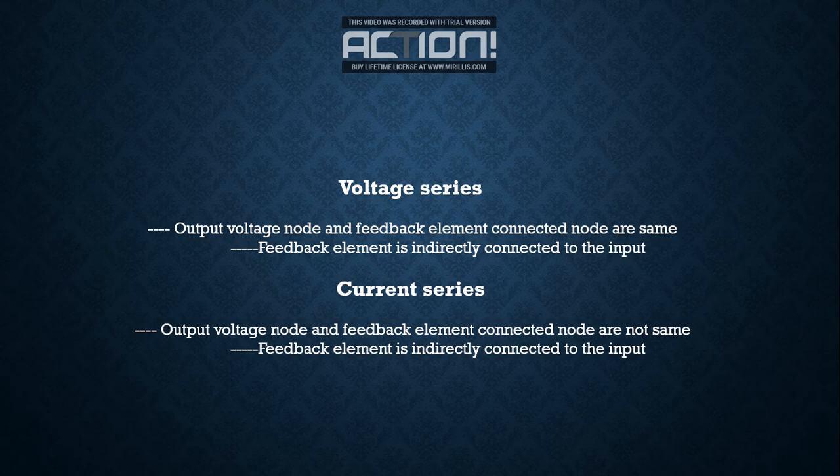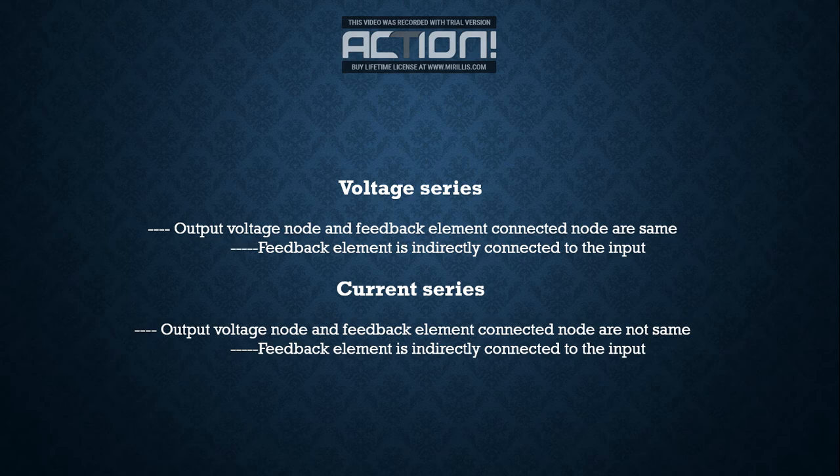So we have now discussed four topologies. From this, we can understand that if the output voltage node and feedback element connected node are the same, we can fix that this is voltage sampling. If they are not the same, then we can fix this as current sampling. If the feedback element is directly connected to the input, then we can fix that it is shunt mixing. If it is not directly connected to the input, then we can say that it is series mixing. So now we are getting a clear idea about topology.